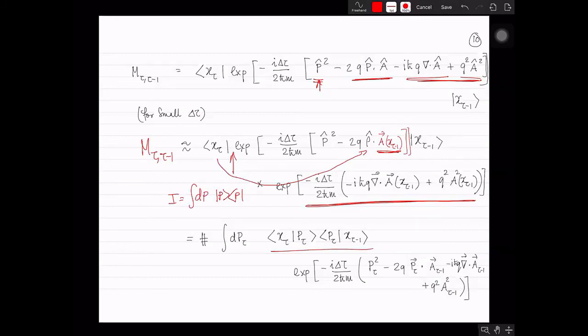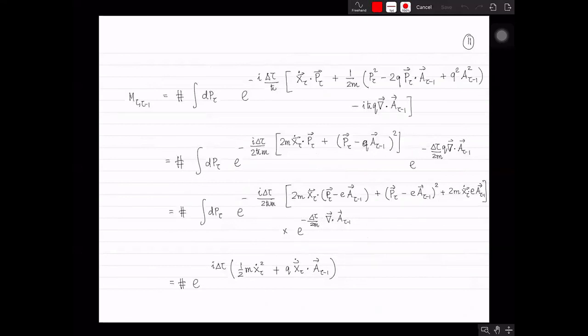Okay. And now this becomes this operator. Okay. So if I arrange everything, it becomes this. Okay. And now I am in business. I can complete the squares. As before, I can complete the squares, and you can go through this calculation. You would see that you get this quantity.